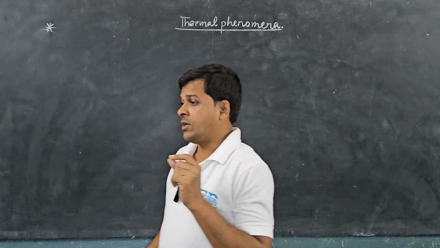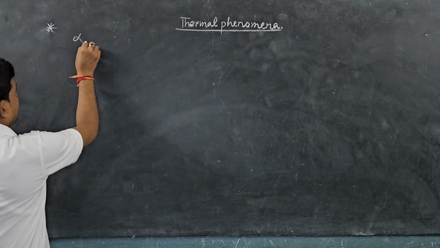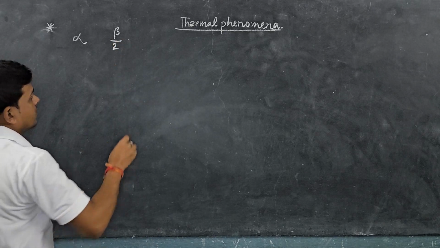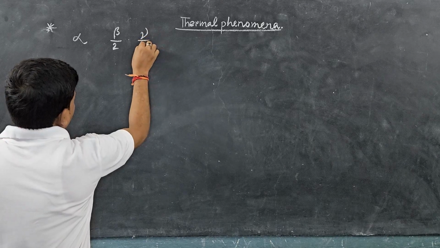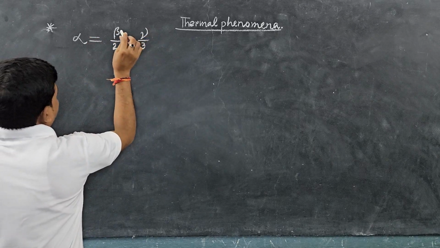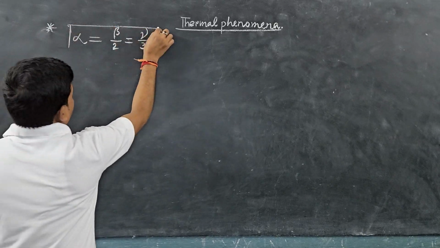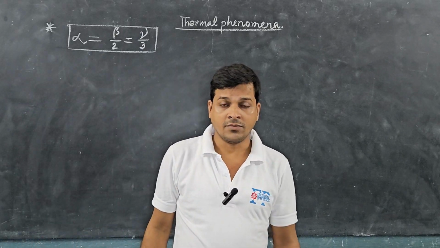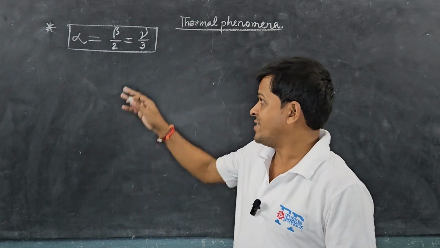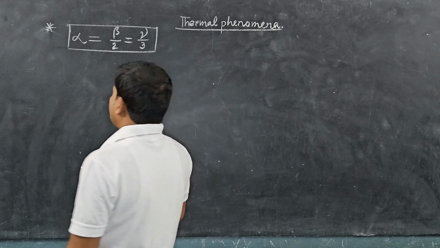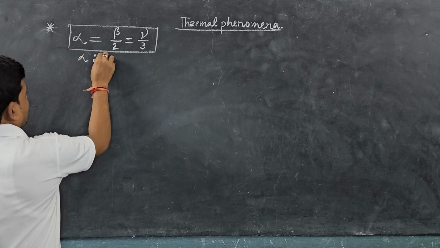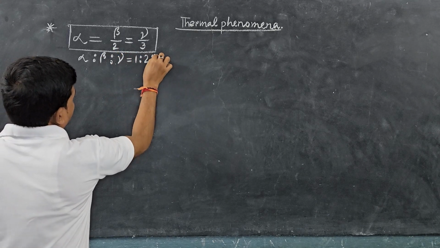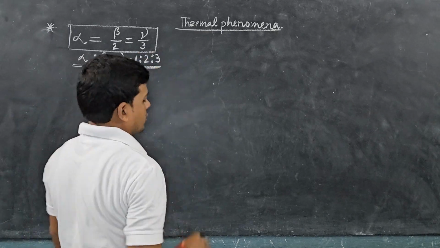In the last video we learned the linear expansion coefficient denoted by alpha, the superficial expansion coefficient beta, and gamma, the volume expansion coefficient, and the standard relation between them: alpha equal beta by 2 equal gamma by 3. This is an important question you commonly find in your question paper in the board exam, in the Madhyamik exam. You can also see the relation in another form: alpha is to beta is to gamma is equal to 1 is to 2 is to 3. This is an important question.